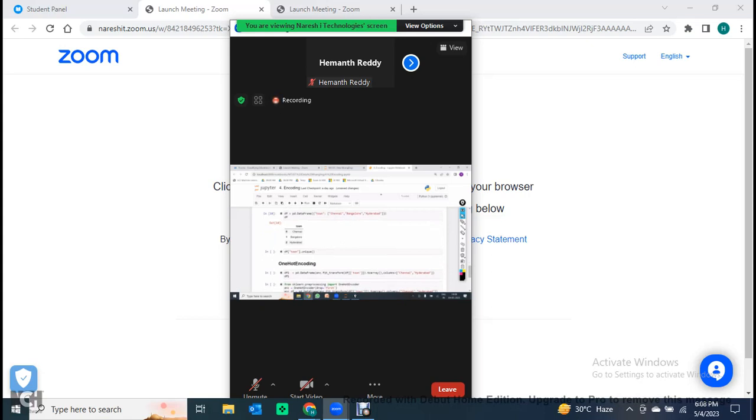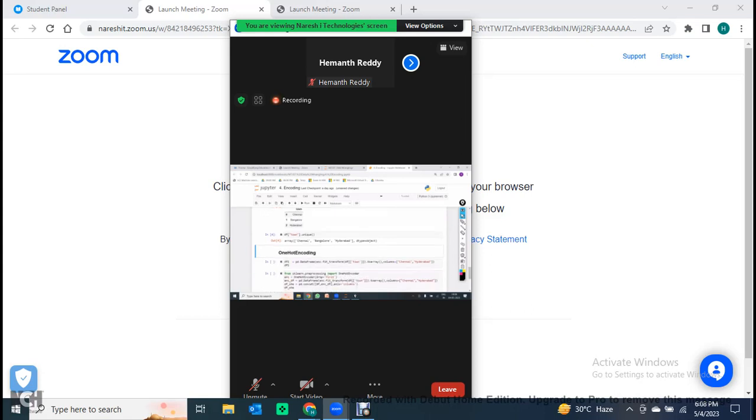Here we have nominal data: Chennai, Bangalore, and Hyderabad. These are the unique values. For this, what we have to do is one hot encoding. One hot encoding is also called dummy encoding, and dummy encoding is also called nominal encoding. Everything is the same: nominal encoding, one hot encoding, or dummy encoding. Finally, we are going to encode the nominal variable.